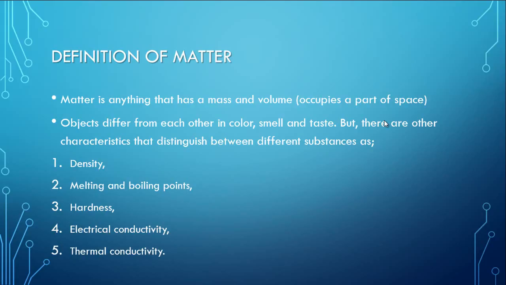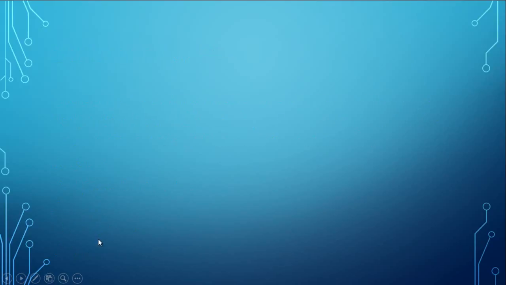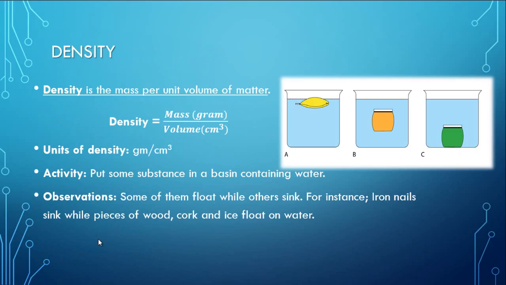But there are other characteristics that distinguish between different substances, such as density, melting and boiling points, hardness, electrical conductivity, and also thermal conductivity. Density.